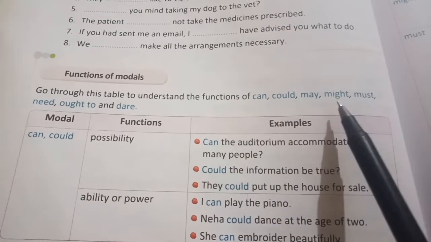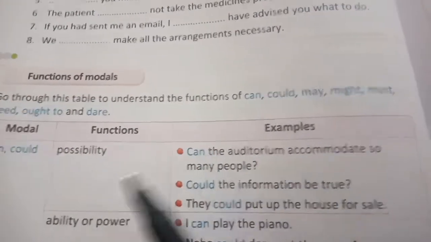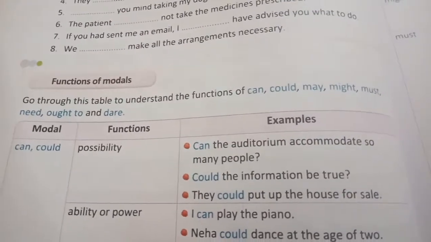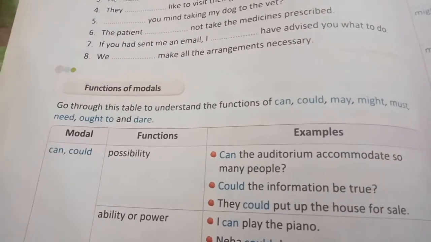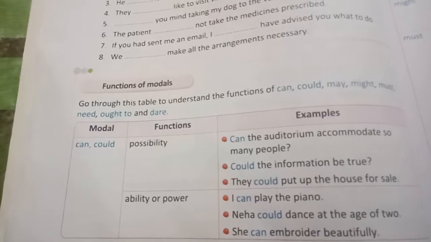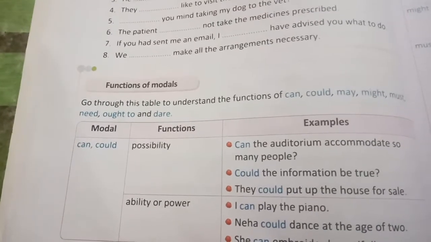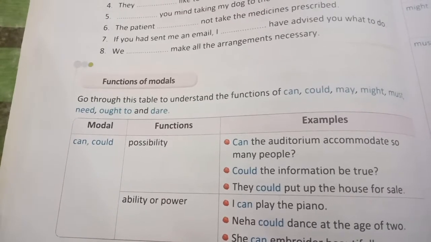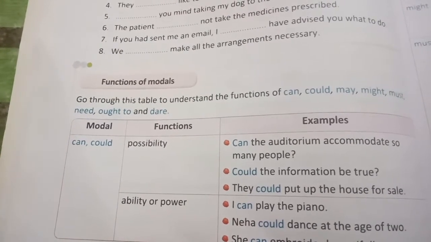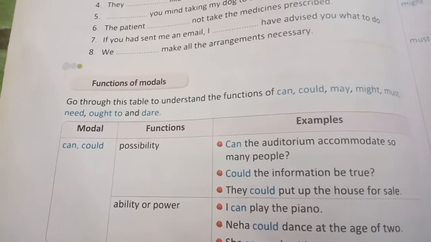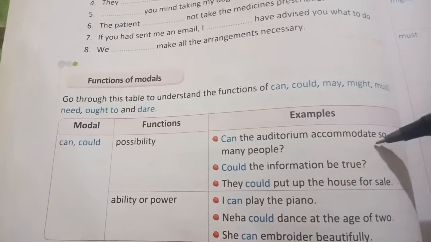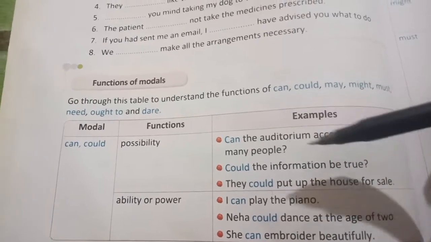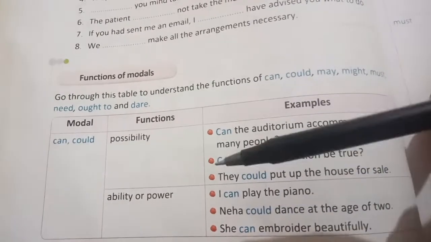Can, could, may, might, must, need, ought to, dare. These are basically the modal auxiliaries. Now see, where can and could are used, they can be used in possibility. Like, can the auditorium accommodate so many people? They could put up the house for sale. These are possibilities.